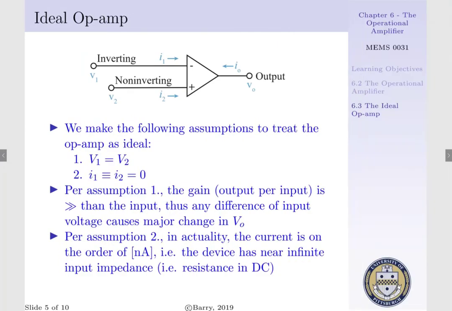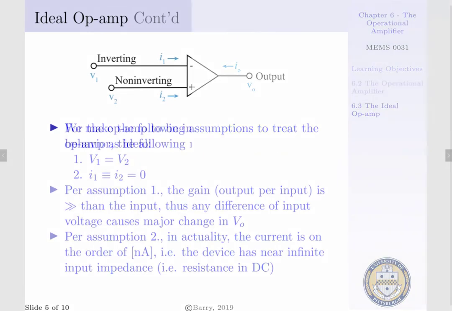For our second assumption, when we assume I1 is equal to I2, which is equal to 0, in actuality, our current entering our operational amplifier is going to be on the order of nanoamp. That is 10 to the minus 9th amps, which is relatively small. We do not need to take that into consideration within our calculations.